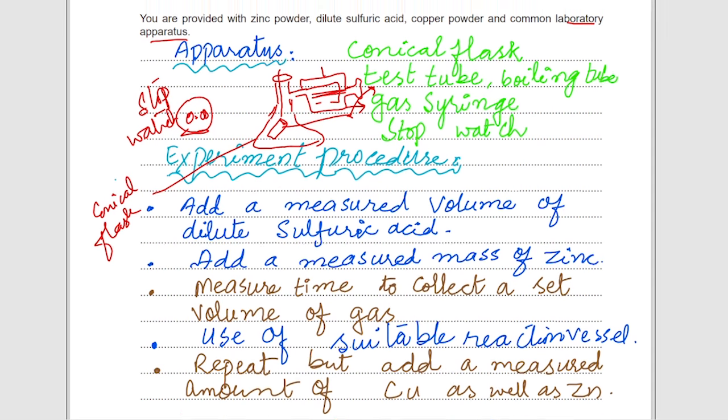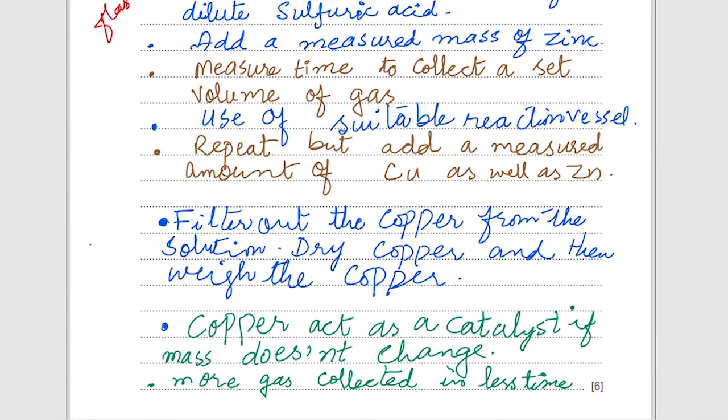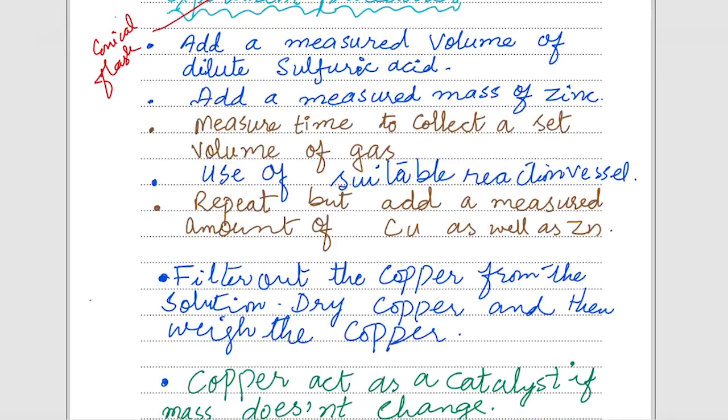Experimental procedure: we are moving on, now towards our planning question. First of all, we will add a measured volume of dilute sulfuric acid. We will measure the volume of dilute sulfuric acid. Then we add a measured mass of zinc, because the reaction is between acid and metal. Measure the time to collect a volume of gas. First of all, we will record how much volume is used. In our planning we can write, for example, collect a set volume of gas.